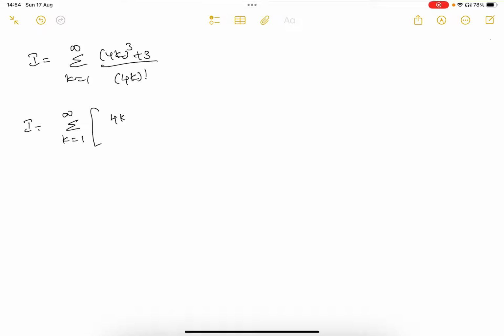Hello, let's evaluate the summation, k equal to 1 to infinity, of (4k)^3 + 3 by (4k)!, right? Let's start this. I equal to summation k equal to 1 to infinity, where this will be (4k)^3 by (4k)! plus 3 by (4k)!.